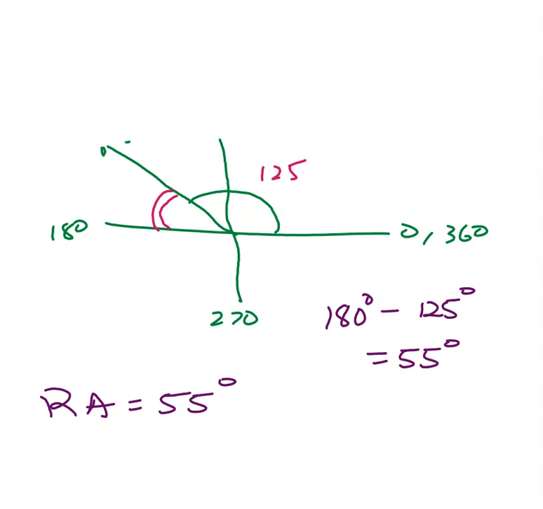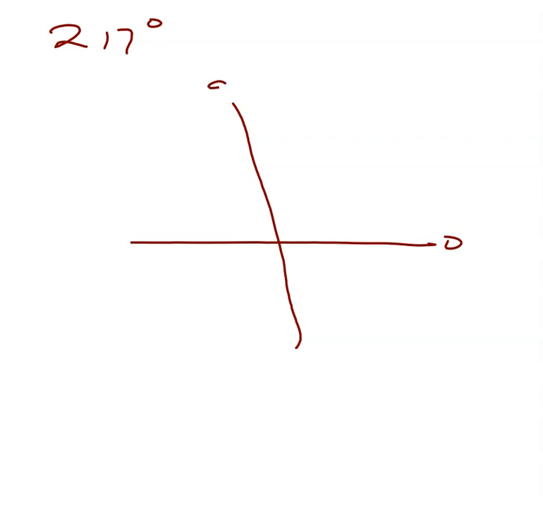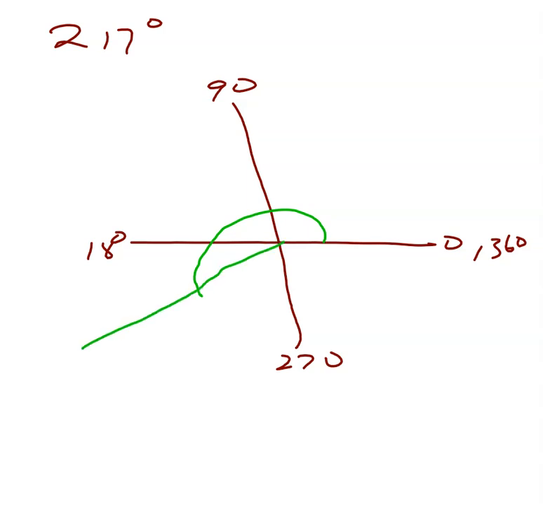Now let's try another angle here. We're going to try an angle like 217 degrees. Let's try that. So we start off the same way. 0, 90, 180, 270, and then 360. So we want to get to 217 degrees. We start our direction counterclockwise. And we go here. This is 180. 217 is going to be between 180 and 270. So we are going to draw an angle here.